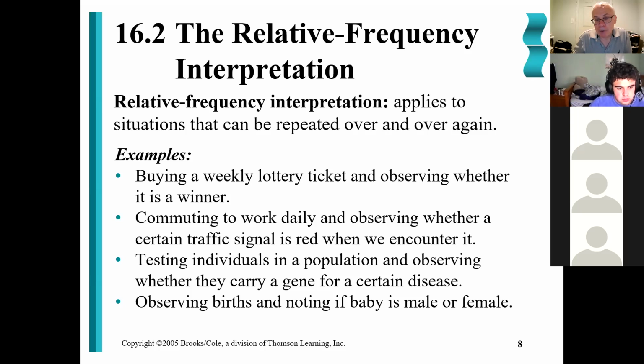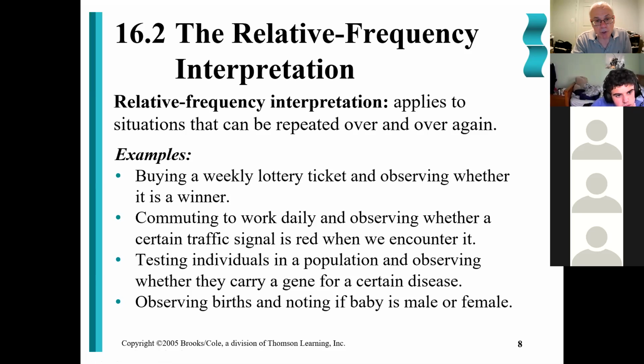All right. Some of these types of experiments, we can guess the probabilities ahead of time. Other types, we can't. Like the second example here, commuting to work daily and observing whether a certain traffic signal is red when we encounter it. Well, the only way to come up with a probability with this is that we do a little bit of an experiment. We have people commute and go through this traffic light many times, and we count the number of times that we observe it being red, and divide that by the number of times that we ran the experiment.